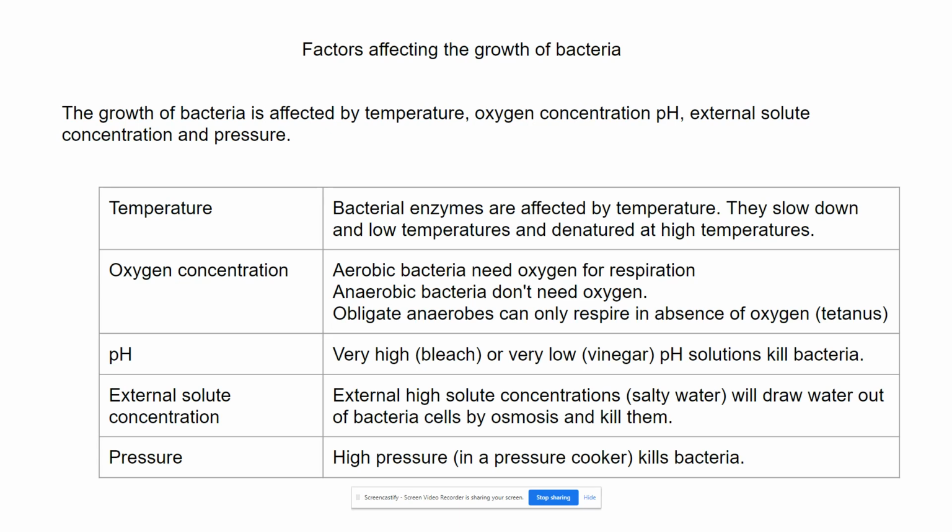pH affects the growth of bacteria. So a very high pH, such as bleach, or a very low pH, such as vinegar, will kill bacteria.